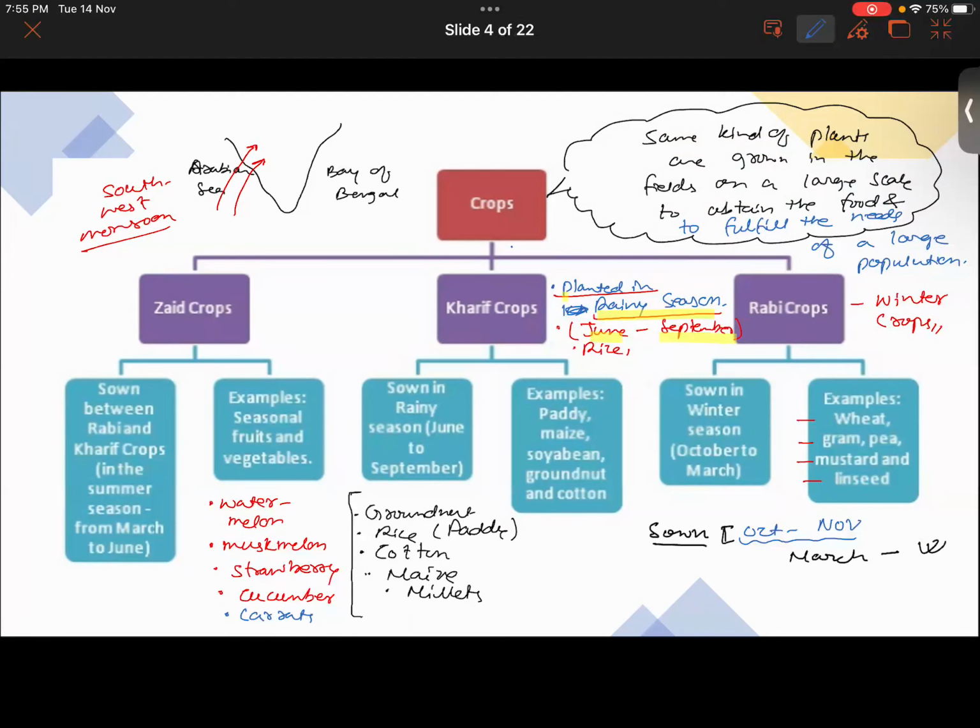Okay, I guess that much for example is sufficient. Do memorize these examples also. They will be sown between the rabi and kharif crops. Usually questions are not asked from these zaid crops, but it could be asked. No one knows, so you should remember, it will be sown between the rabi and kharif crops, that is in the summer season from March to June.